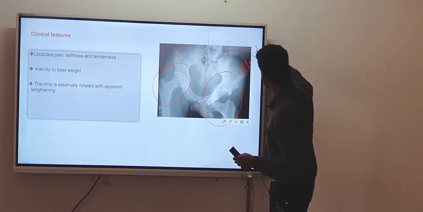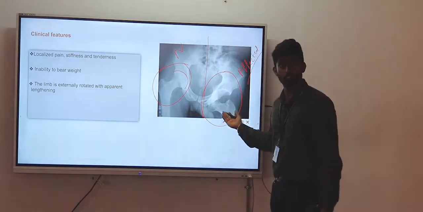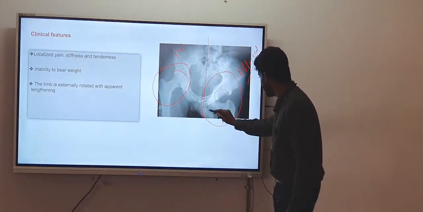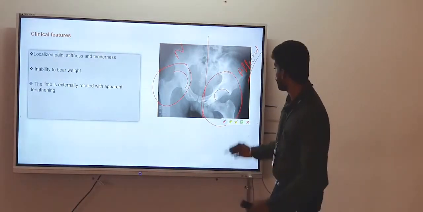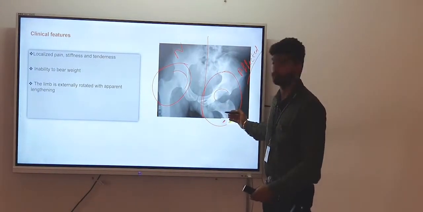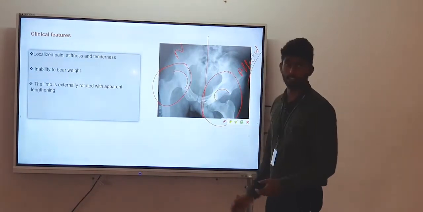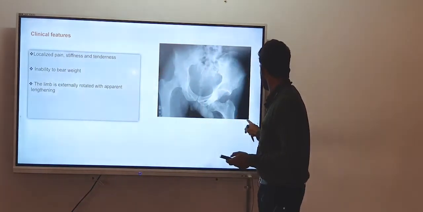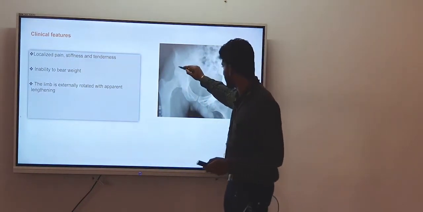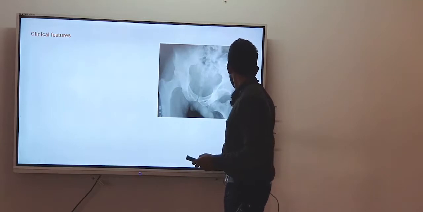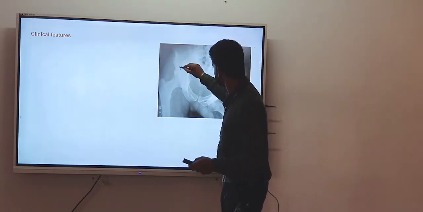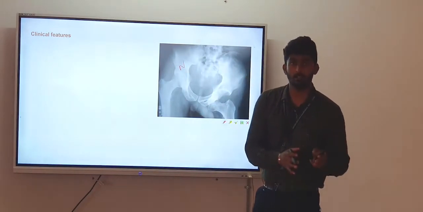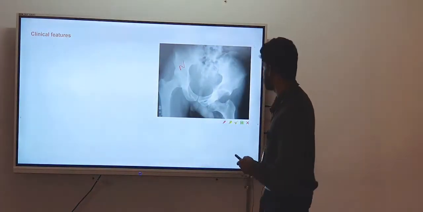Can you see this is the acetabulum, and here you will be able to see the head of femur. The head of femur has come out of the acetabulum. So here you will be able to see a dislocation. When you are comparing the X-ray, make sure you first compare with the normal side, then you will be able to easily distinguish the difference between the normal as well as the affected side.